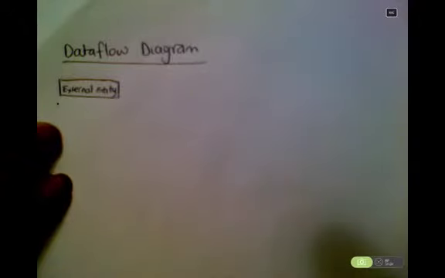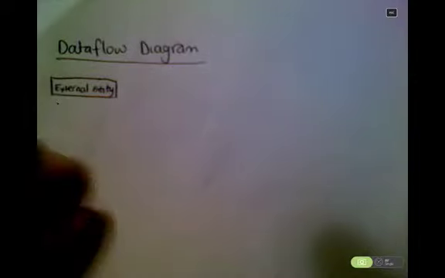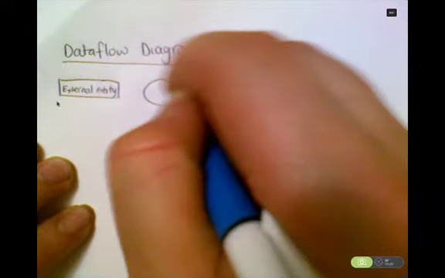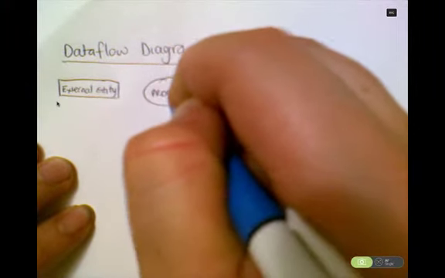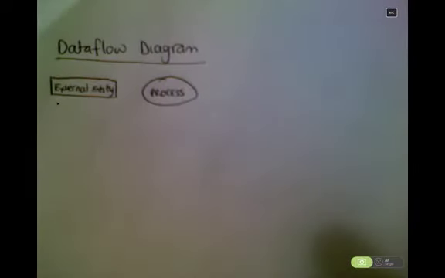symbols and their purpose. So the first symbol that we have here is the rectangle, and the rectangle is an external entity. Now the external entity is generally the user or a person or process that interacts from outside with the system. They're normally in the form of a rectangle. The second is a process, and that is in the circle, and they would be identified within your IPO diagram.